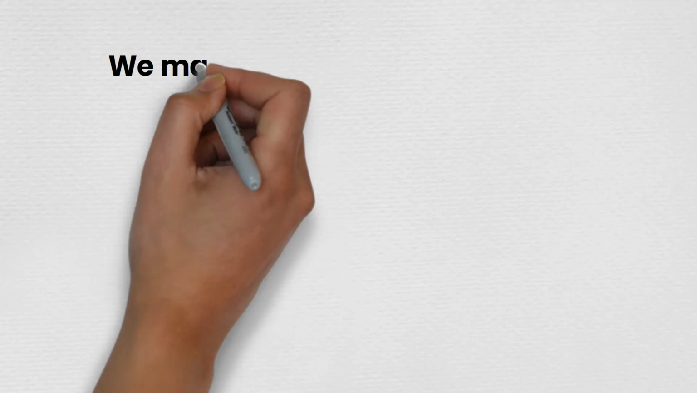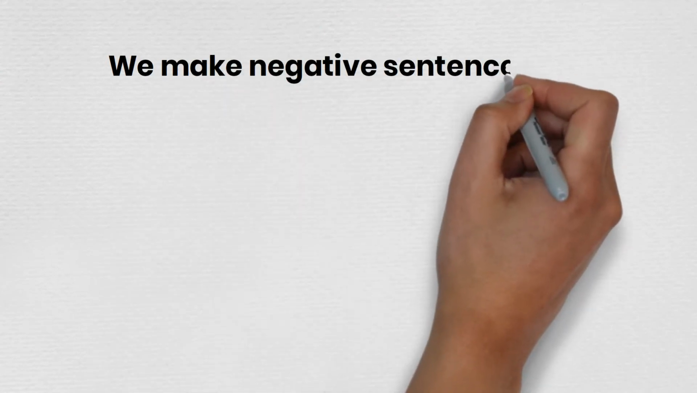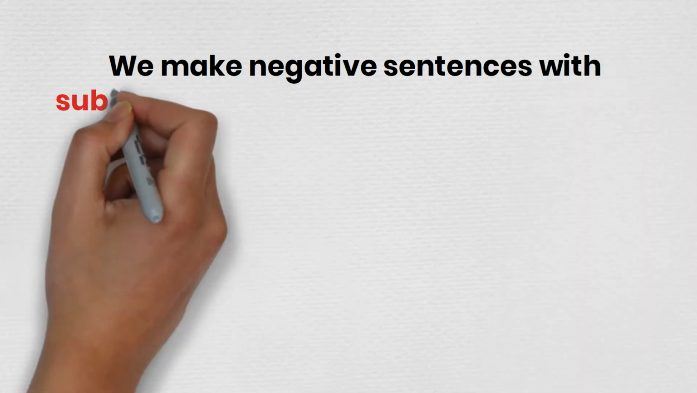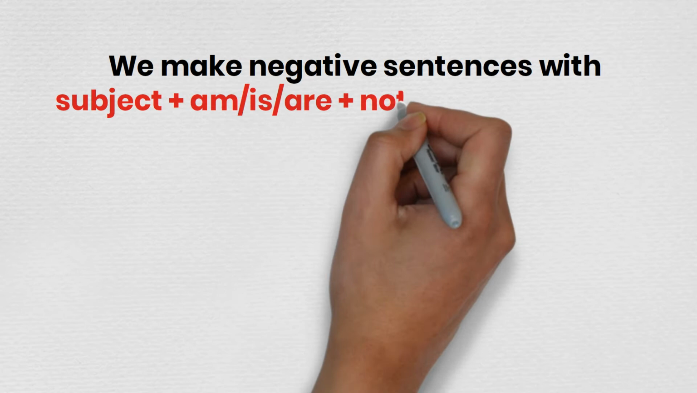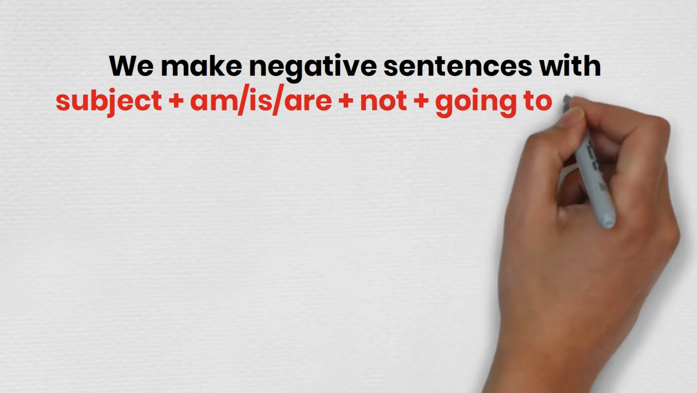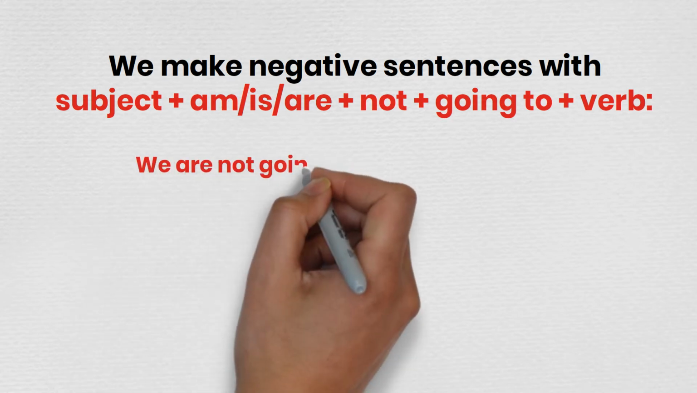We make negative sentences in the following way: subject plus am, is, or are, plus not, plus going to, plus verb. We are not going to buy this computer.